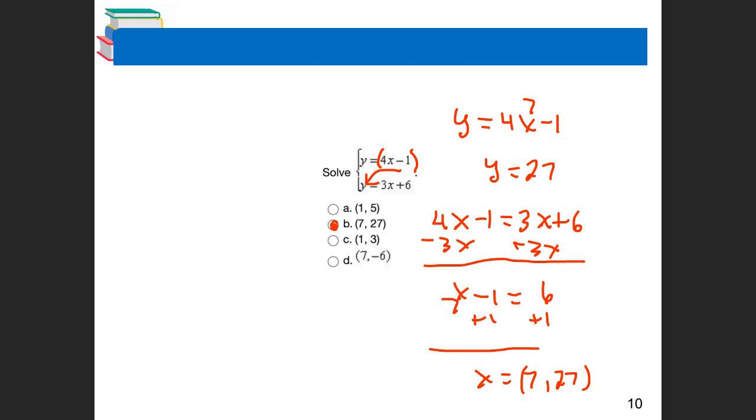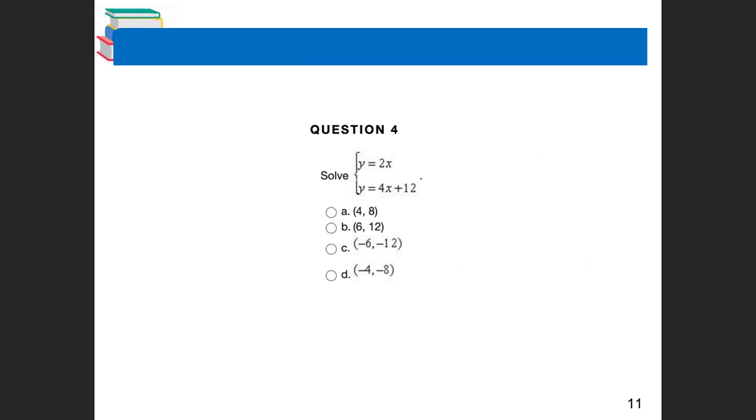All right, number 4. Same thing, solve by substitution. And substitution is probably the number one way of solving systems of equations. That's why we do a lot of it. All right, so in this problem, I know y is equal to 2x. So I'm going to rewrite this as 2x equals 4x plus 12. I'm going to subtract 2x from both sides.